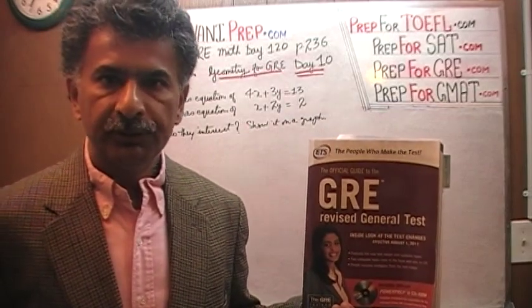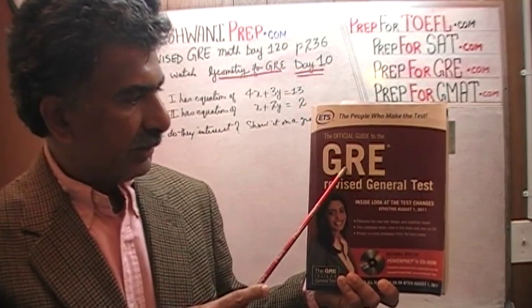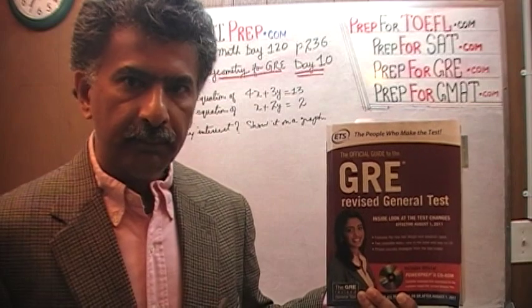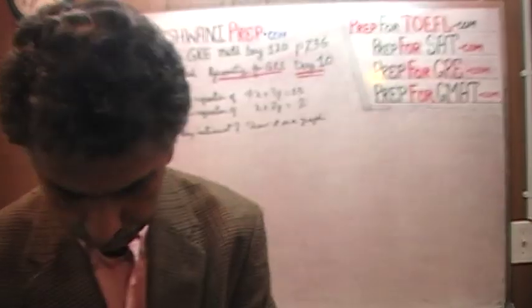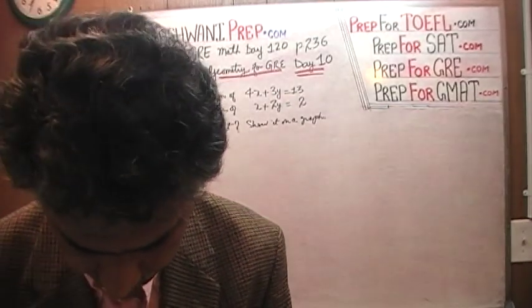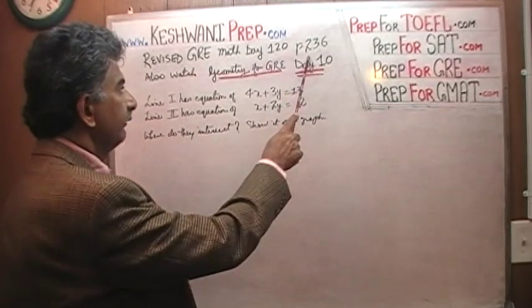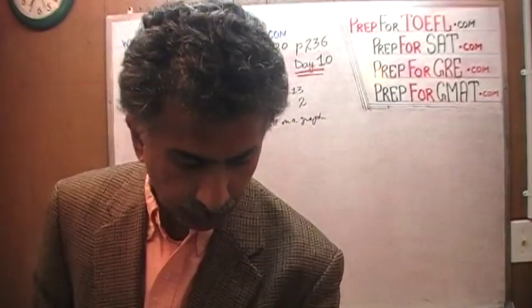We are here because we want to prepare for the GRE. We have been solving GRE math questions out of this book here, the Official Guide to the GRE, the revised general test. If you do not own this book already, purchase one immediately. You're going to need it. The problem that we are about to solve is on page 236, and today is our lesson number 120. Let's take a look at it.